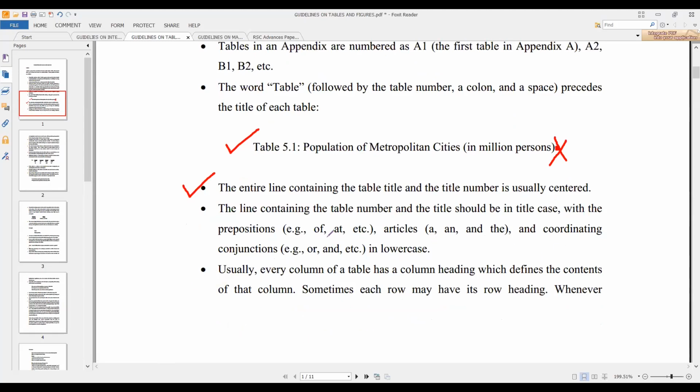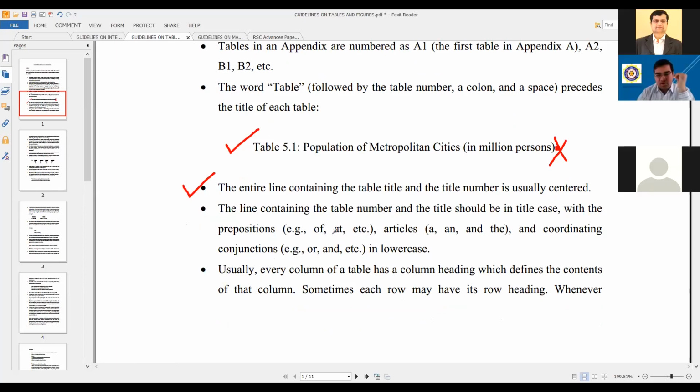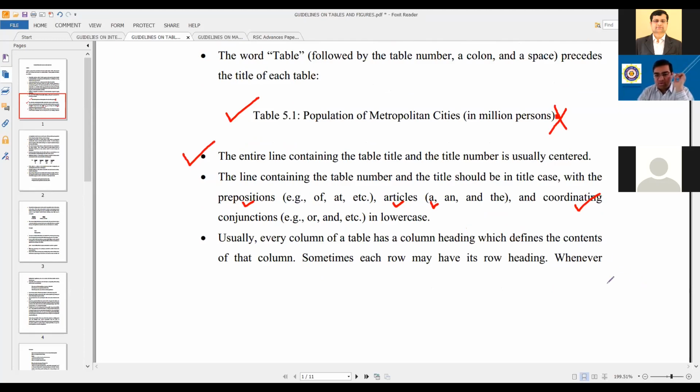With some prepositions, for example at, etc., articles a, an, and the, and coordinating conjunctions, that is or, and, but, etc., these are written in lower case. If we are using articles, prepositions, or coordinating conjunctions in the title, they should be in lower case, right? Usually every column of a table has a column heading which defines the contents of that column.